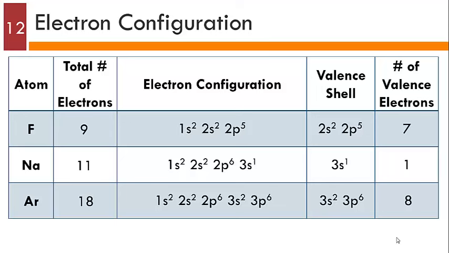The notable exception to that is helium. Helium is a noble gas, but it only has 2 electrons because it only has that 1s energy level.